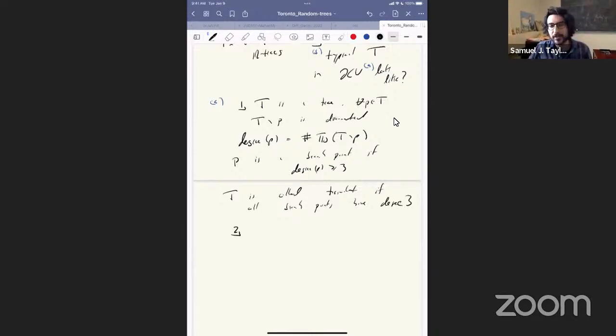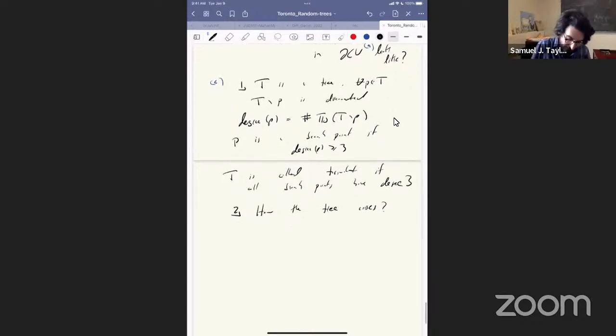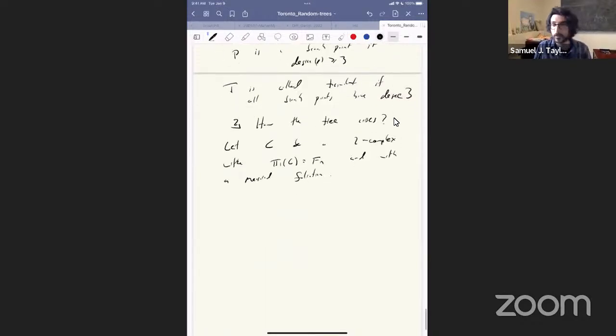Another condition I'll be interested in is more about where the tree comes from. There's one very basic construction of R trees, of group actions on R trees. So this is about how the tree arises. Here's one way of constructing an action on an R tree. Let C be a 2 complex with the fundamental group identified with the free group of rank N, and equipped with a measured foliation. The fundamental group, which we've identified with the free group, acts on the universal cover of the 2 complex, and I can take the leaf space of the corresponding measured foliation.